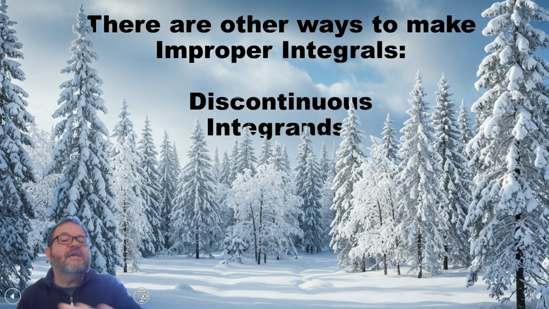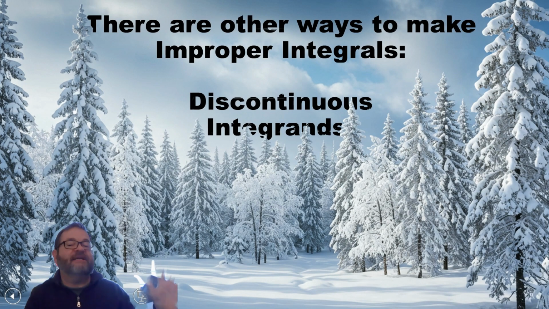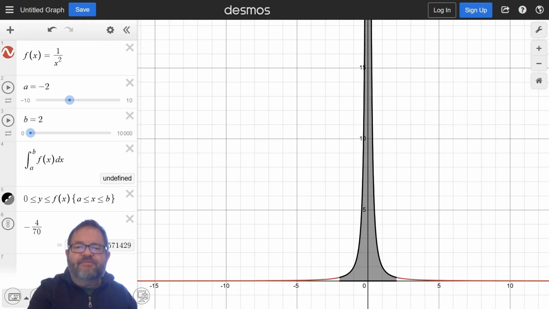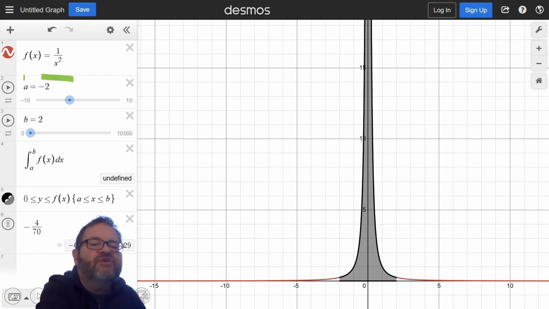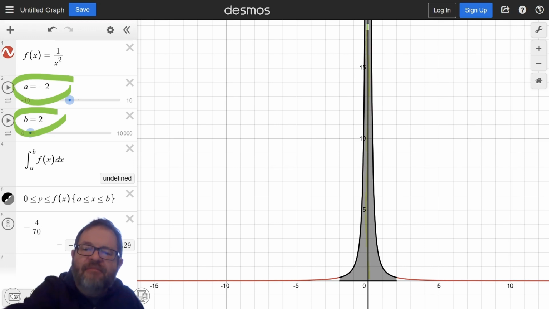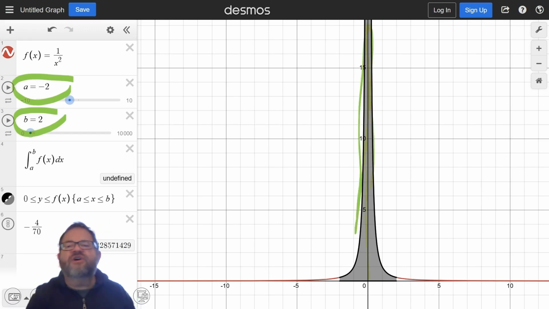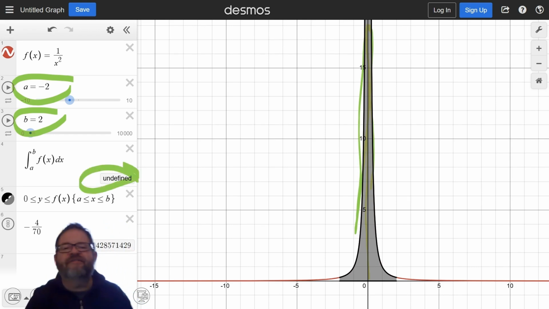Look in the distance. We can just barely see, coming up over the trees, something called discontinuous integrands. For example, this one right here: it does seem like you should be able to find the area under the curve of this thing from, I think I labeled it, negative 2 to 2, but it blows up. The function actually goes to infinity right here. Does that result in something? In this case, by the way, notice Desmos thinks it's undefined anyway.